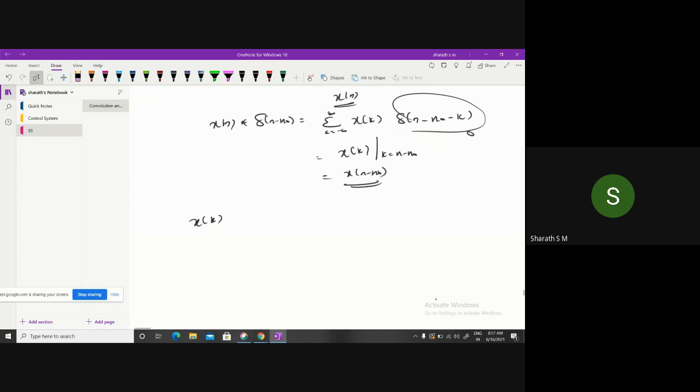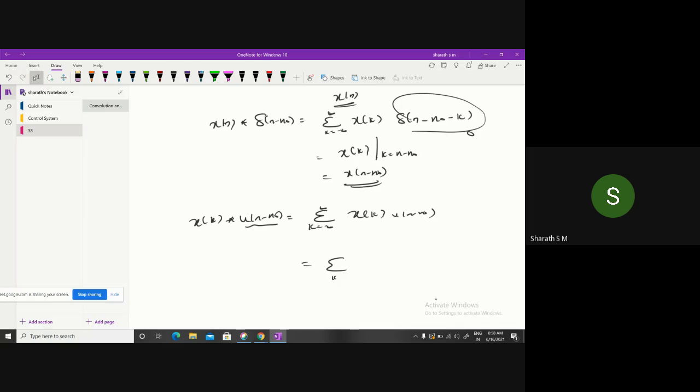And in the same way for the third property, x of k convolve with u of n minus n naught. So we have an equation summation k from minus infinity to plus infinity. U of n minus n naught is always a 1. So x of k into u of n minus n naught, so we get this as 1. N minus n naught means we have a signal from minus infinity to n minus n naught. That's it. We are going to write down the signal range. That is the RHS. So these are the small properties.